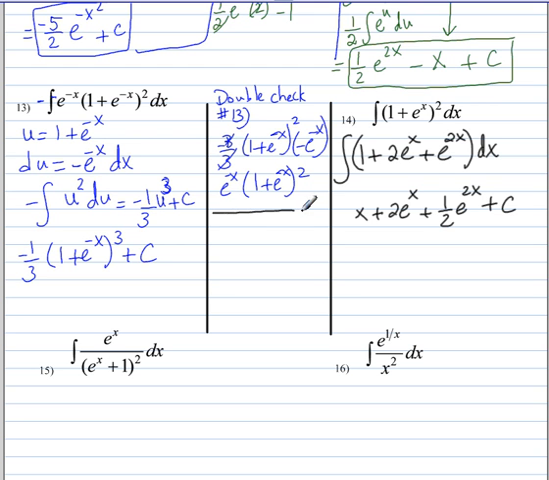Okay, double check number 14 by taking the derivative. Derivative of x is 1. Derivative of 2e to the x is 2e to the x. And this derivative is 1/2 times e to the 2x times 2. The times 2 part is the derivative of 2x, and the derivative of a constant is 0. So this is 1 plus 2e to the x plus e to the 2x, which factors into 1 plus e to the x squared. So it does check.